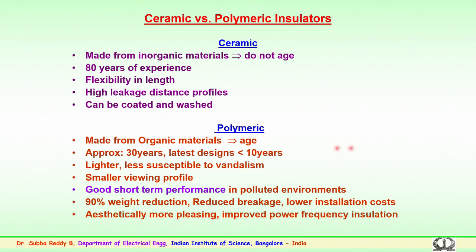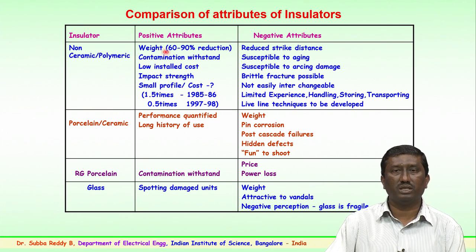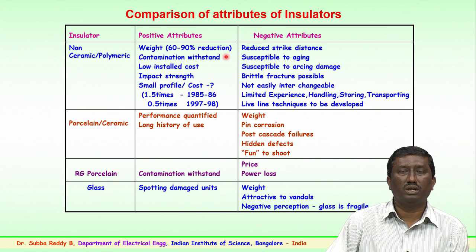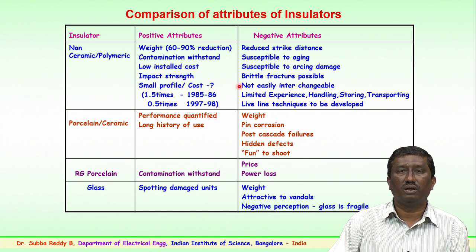So, this gives you the comparison of attributes for the different insulators which have been used for transmission over a period of time. For non-ceramic, that is polymer or composite insulators compared to porcelain, these are the positive attributes and these are the negative. As mentioned earlier, the weight reduction is anywhere between 60 to 90% depending upon the voltage level and the hardware being employed. Contamination withstand is much better compared to ceramic, installed cost is low, there is better impact strength and a small profile, and also cost gets decreased. This is very important.